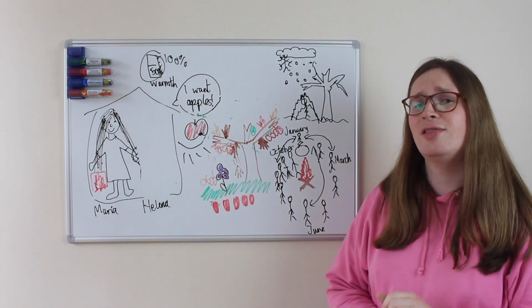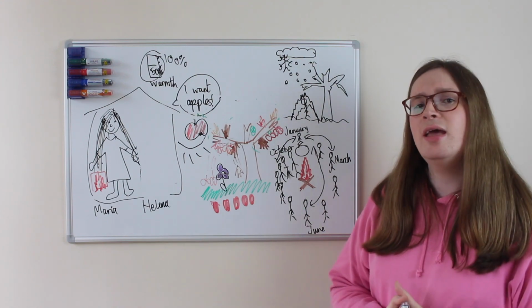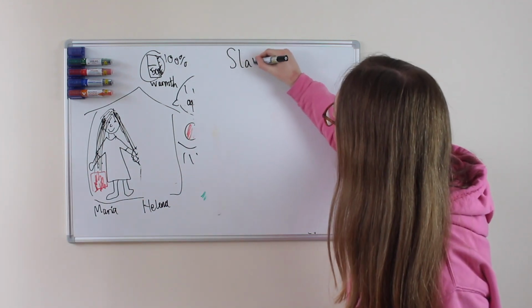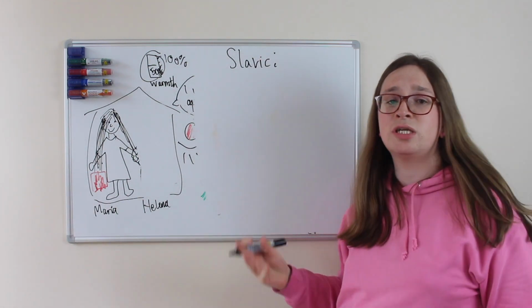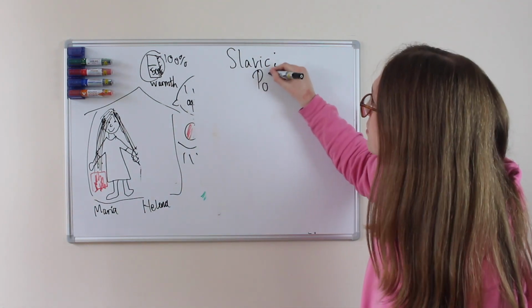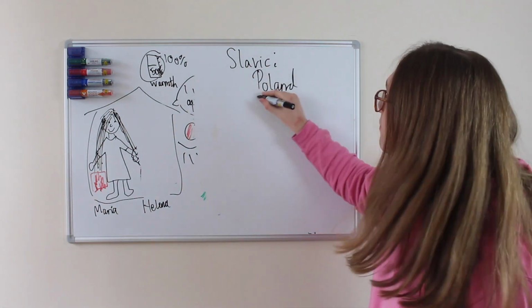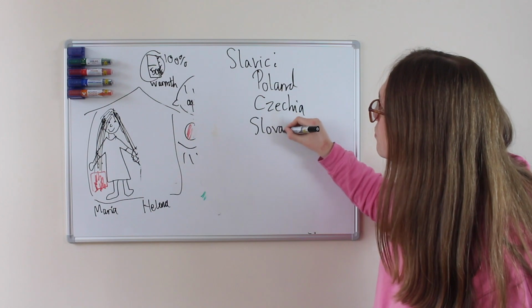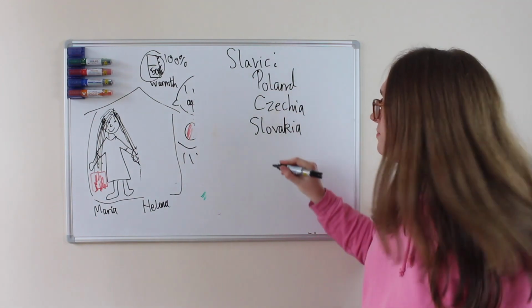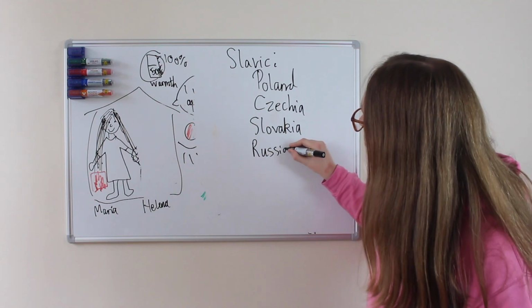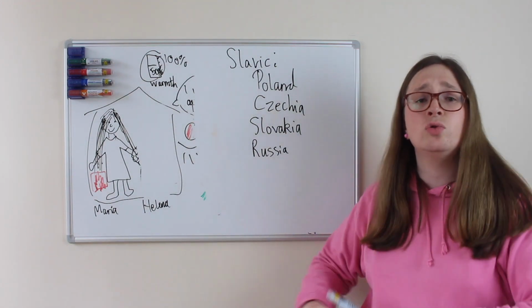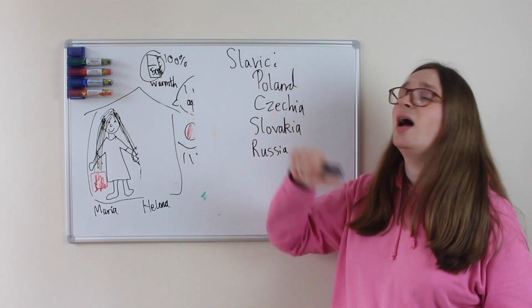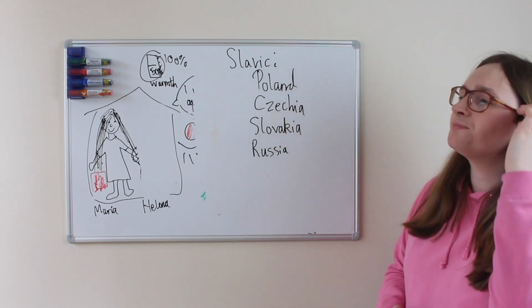Did you like the story? I love this story. This story is from Slavic countries. So Slavic countries are Poland, Czechia, Slovakia, Russia, and so on. These are all Slavic countries. And this story, the 12 months, is a Slavic story, okay?